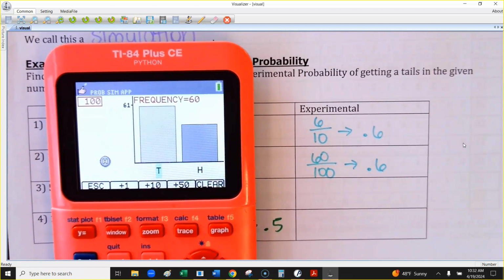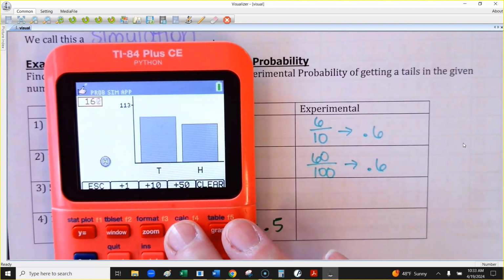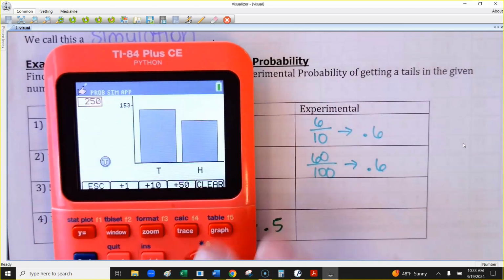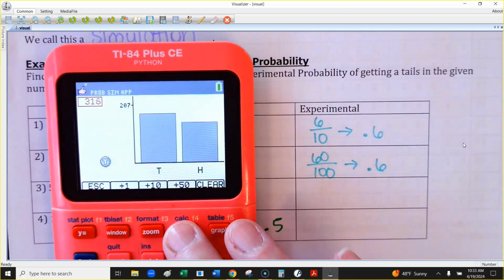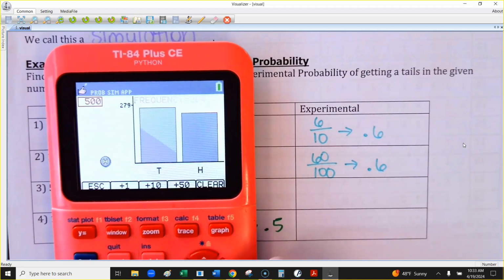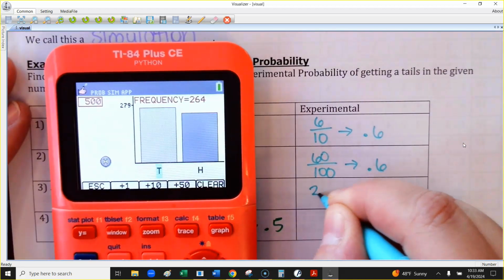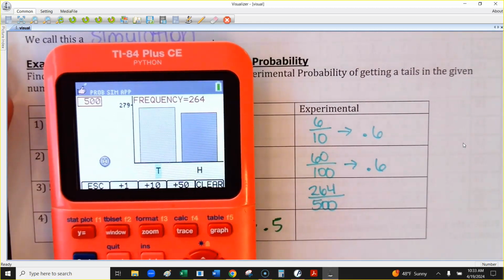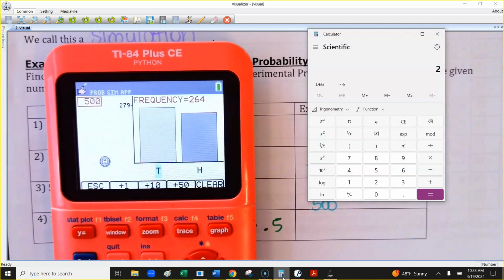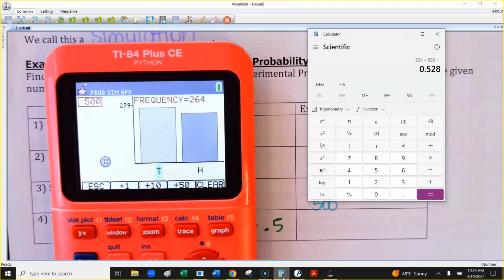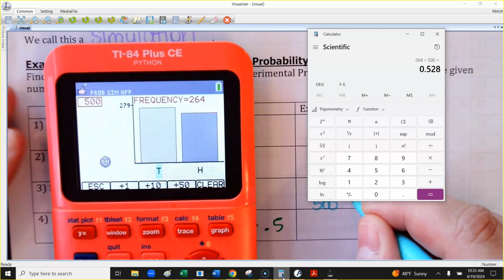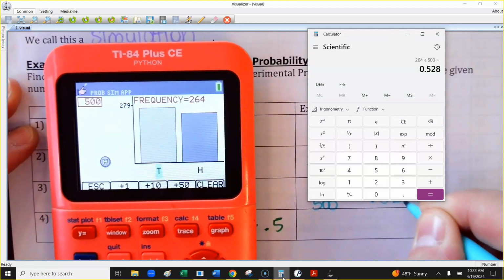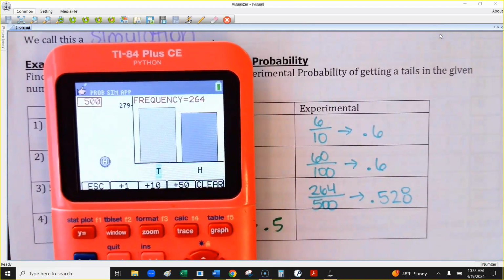Okay, now the next one, I got to get it up to 500. So I'm going to toss 50s just till I see that number up here in the corner, till I see that say 500. I should just be able to keep tossing 50 at a time. There we go. Now I have 264 out of 500. Let me see what that is as a percentage. Okay, so now I'm at 0.528 for mine. Maybe yours is a little bit different, but you should be approaching 0.5 the more you do.